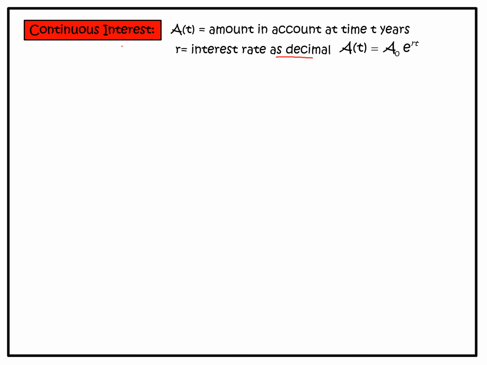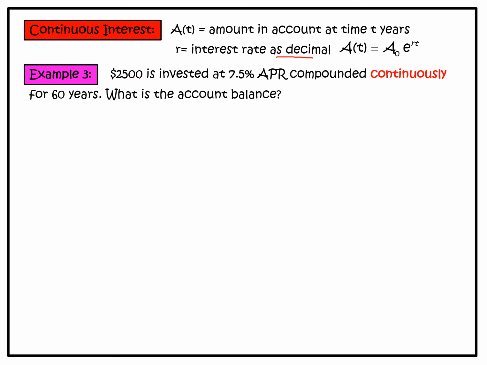So let's consider an example here. Let's say that we have $2,500 that we started with. We invested it at 7.5% APR, and it's compounded continuously, and that tells you that we know we're using this formula. For 60 years, we want to know what's the account balance. Well, that's going to be the amount. So how do we do this? Well, start with what we know.